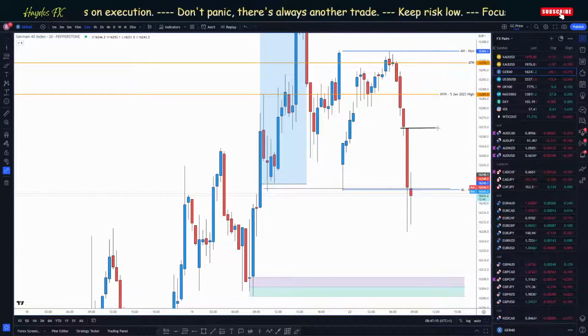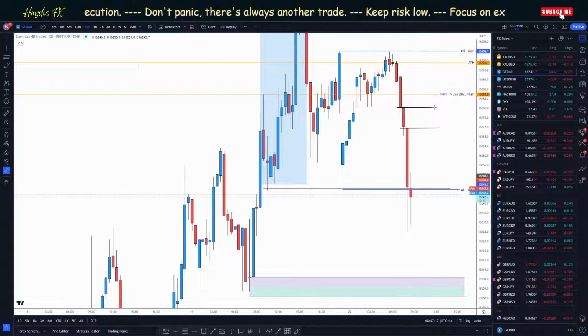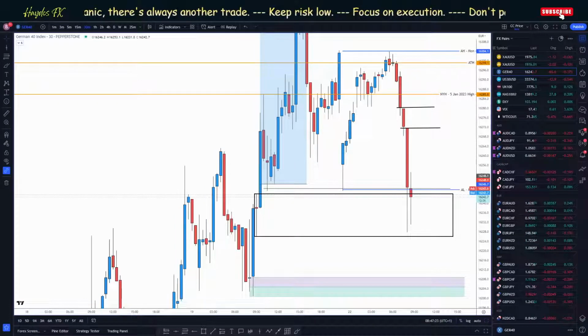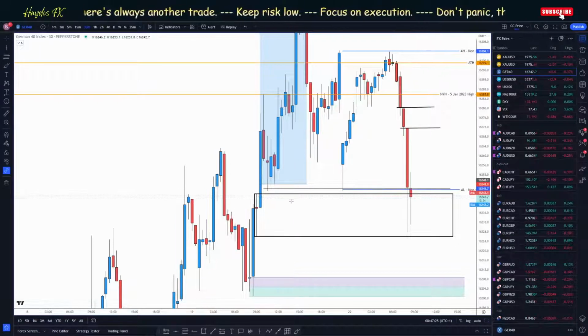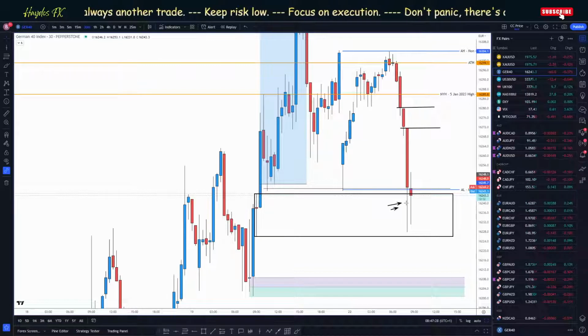But we haven't really had much of a pullback yet on these higher time frames. We're inside this little doji right here. This is that lower time frame accumulation. Once we closed on the lower time frame, we're able to push down to the bottom.